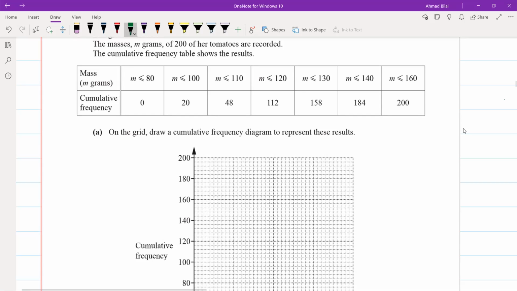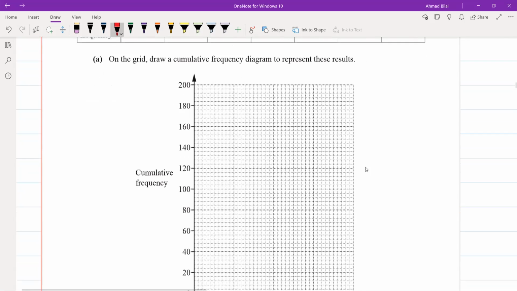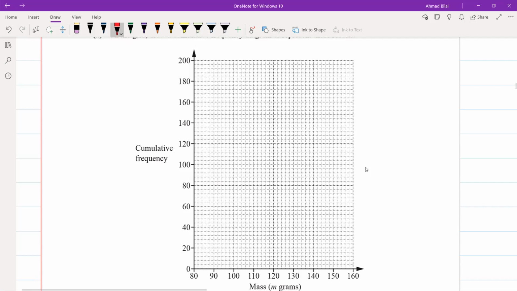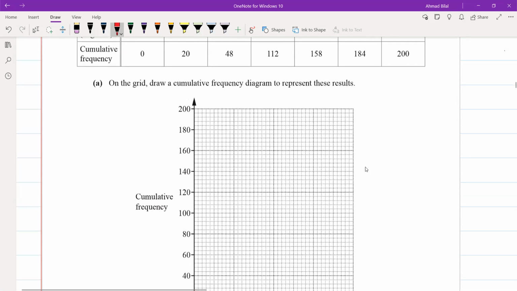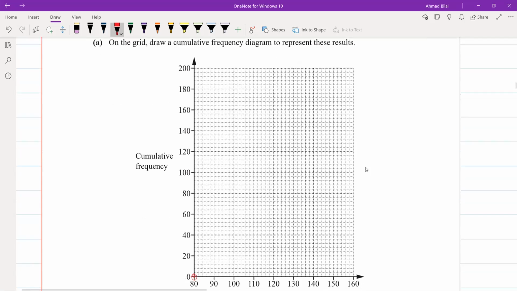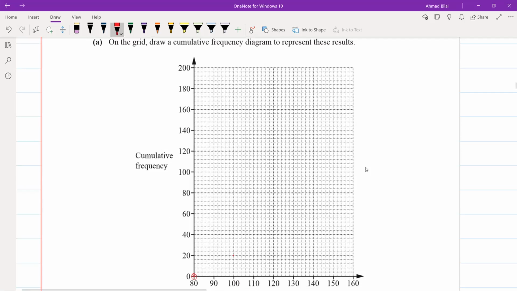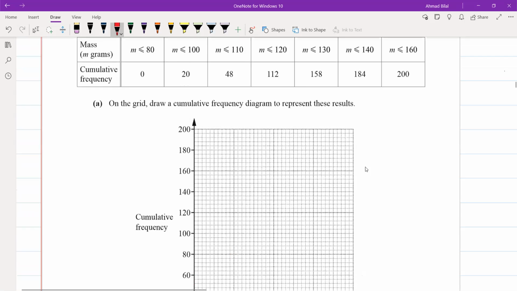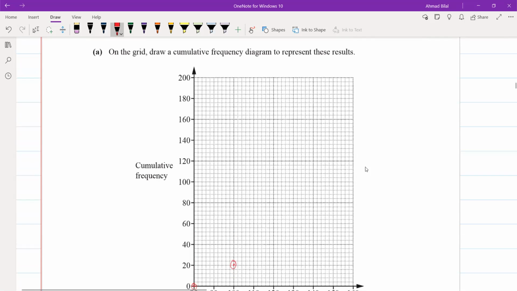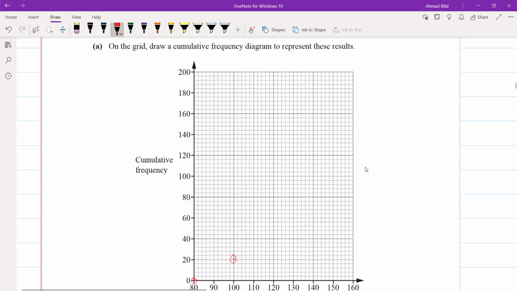We have to plot these points. X-axis पे क्या होएगा? On the x-axis we've got the mass. On the y-axis we've got cumulative frequencies. We just need to plot these now. 80 के ऊपर 0. X-axis के ऊपर 80 पे 0. So you've got this point here. Okay. Then you have 100, 20. 100 के ऊपर you've got 20. 110, 48.